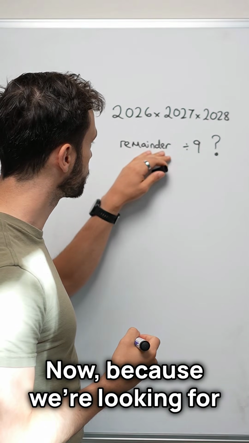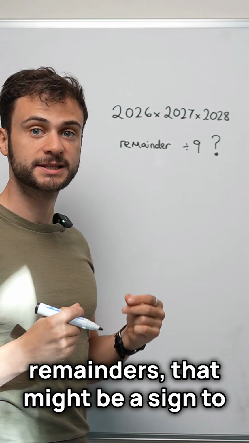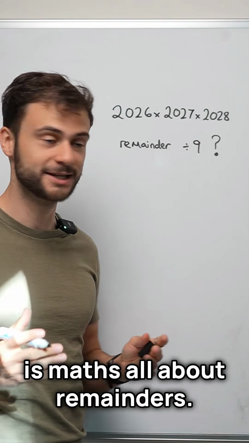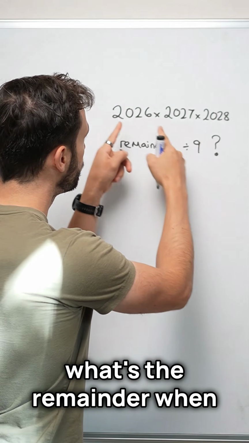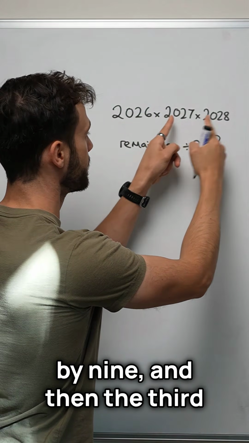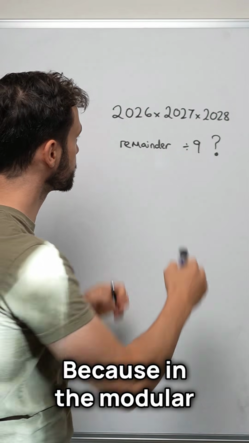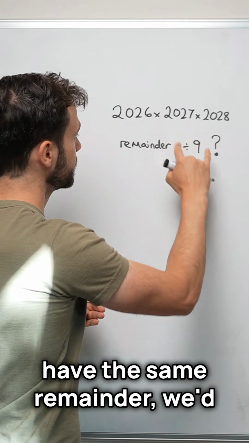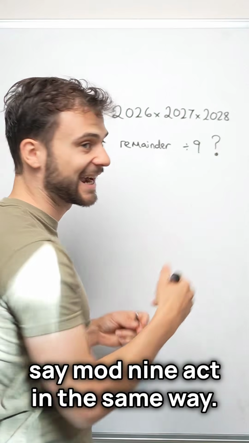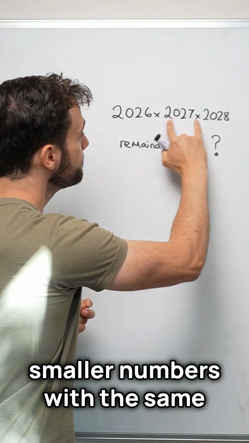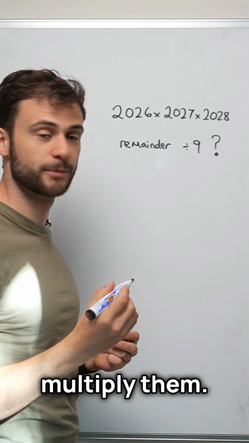Now, because we're looking for remainders, that might be a sign to use some modular arithmetic, which is maths all about remainders. And what we can do is consider, well, what's the remainder when we divide the first number by 9, and then the second number by 9, and then the third number by 9? Because in the modular arithmetic world, any numbers that have the same remainder, we'd say mod 9, act in the same way. So we can just convert these to smaller numbers with the same remainder and then multiply them.